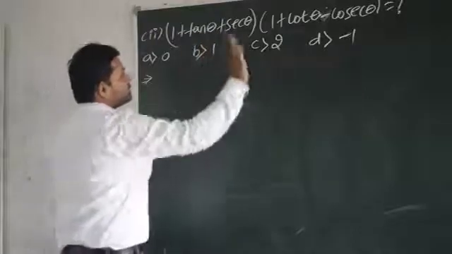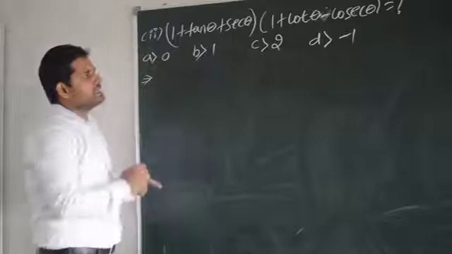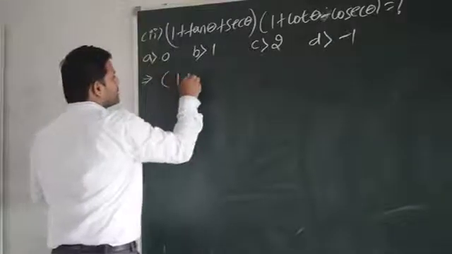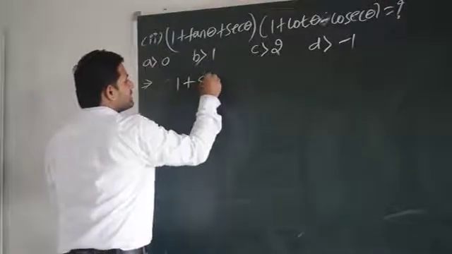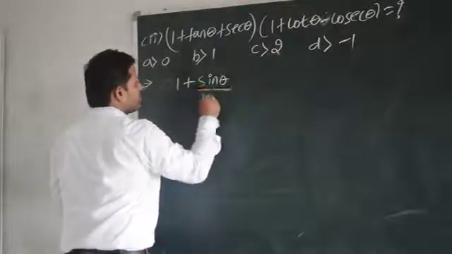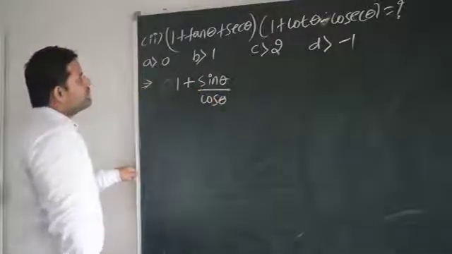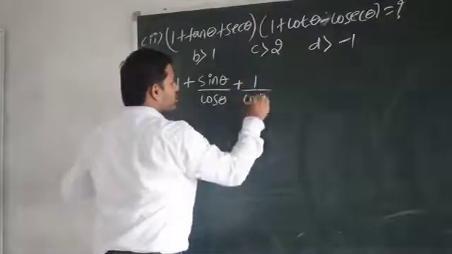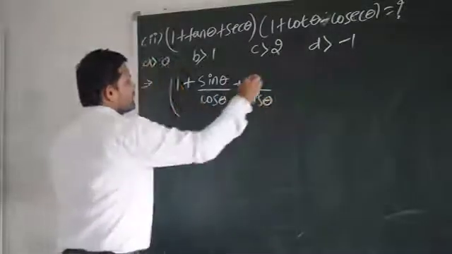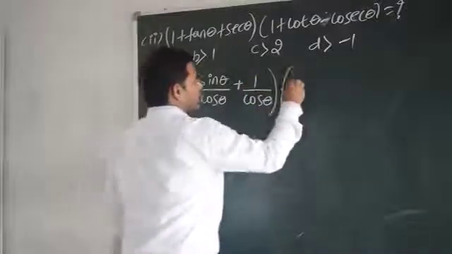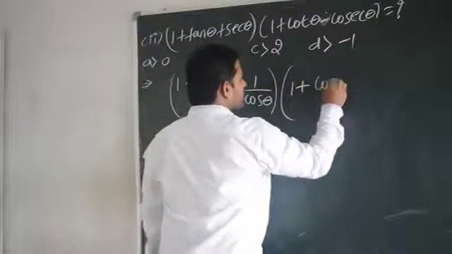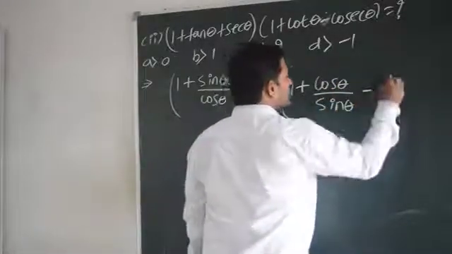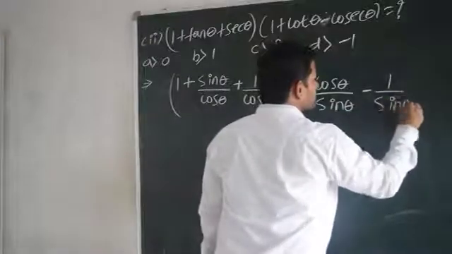Now tan theta, secant theta, all those things are there. They are different. Let us try to put them in sin theta and cos theta form, to make it uniform. So it becomes 1 plus tan theta, which can be written as sin theta divided by cos theta, plus secant theta, which can be written as 1 over cos theta. Is this fine? Then again in the bracket, 1 plus cot theta, which can be written as cos theta over sin theta, minus cosecant theta, which can be written as 1 over sin theta.